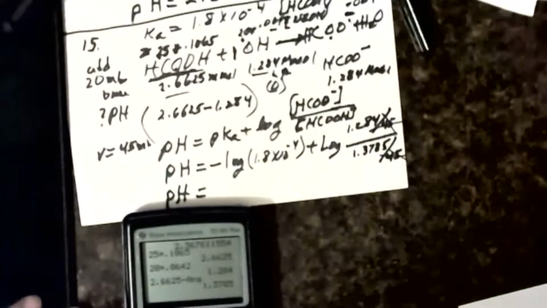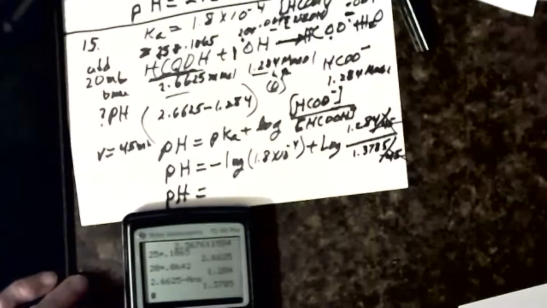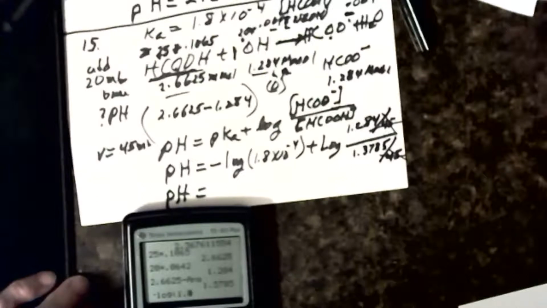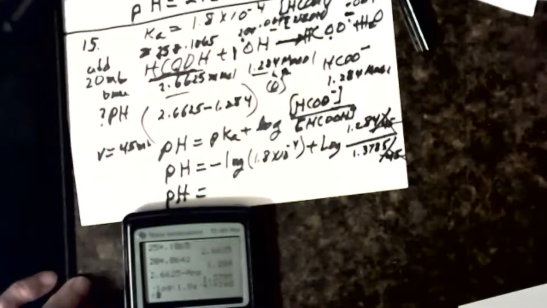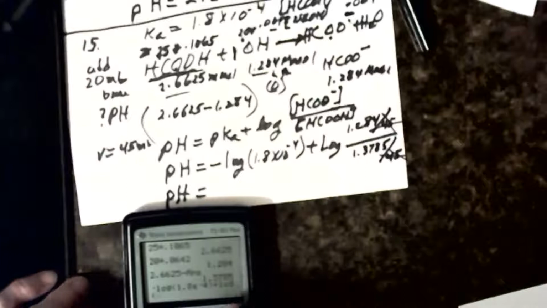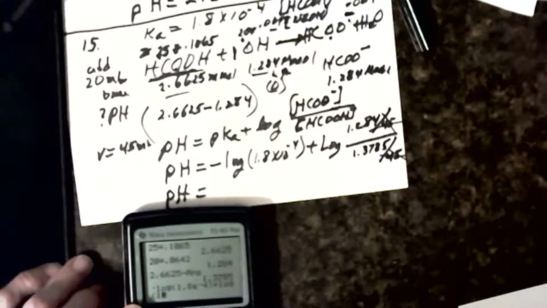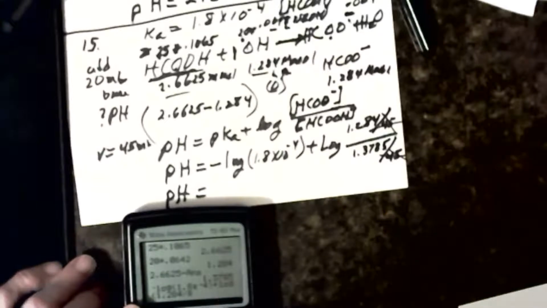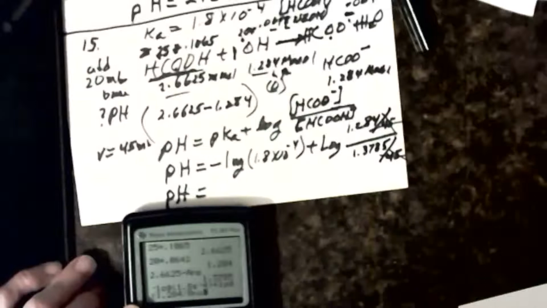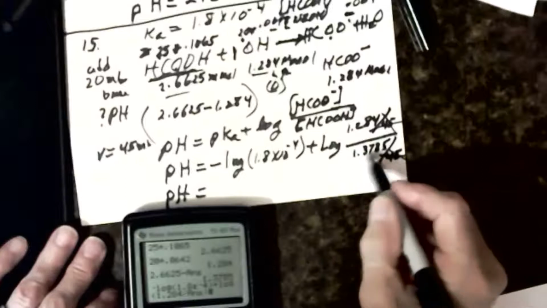I'll give you the answer if you can't read it. Okay. So it's minus the log of 1.8 with an exponent that's minus 4. I need to close that parenthesis. Plus the log of, left parenthesis my calculator puts in, 1.284 divided by the answer I've still got on my screen, second answer, and then close it. And that way I didn't have to retype that number in.